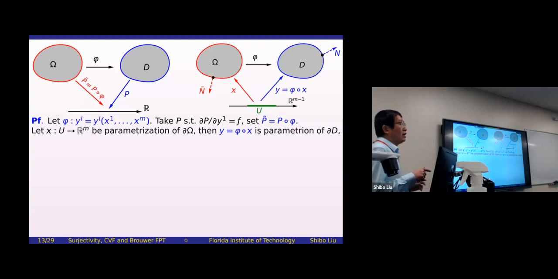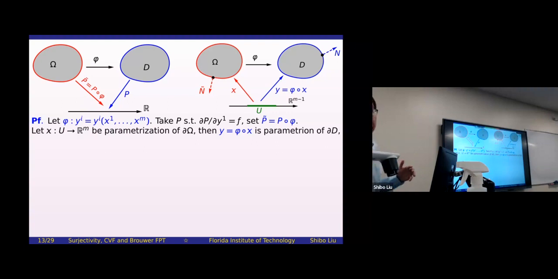The boundary of omega can be covered by a single parametrization. Suppose x is that parametrization of the boundary of omega. Because phi is a diffeomorphism between the two boundaries, the composition of phi and x is a map from n-1 dimensional space to n dimensional space whose range is the boundary of D. Therefore, this composition, the blue mark Y, is a parametrization of the boundary of D.